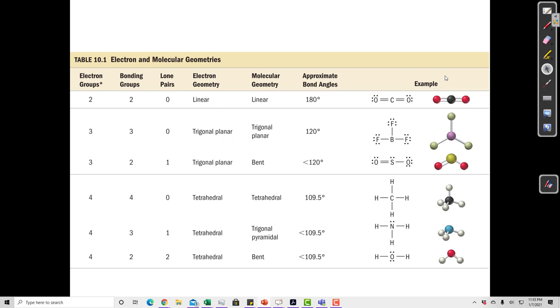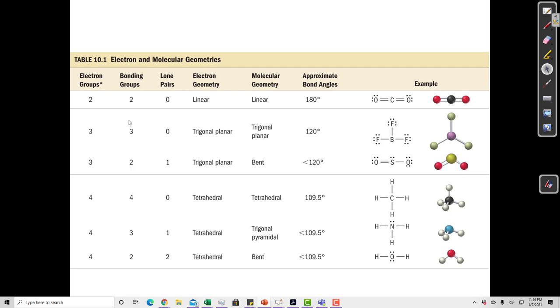And here is the table I promised. So when you're drawing your Lewis structures, what we're trying to do at this point is convert our Lewis structures that look like this. We want to start thinking about them looking like this. Because when I draw it like this, it's misleading. It looks like these bonds are 90 degree angles. But in fact, these bonds are 109.5 degree angles. So this is the point of this section, is to draw our Lewis structures and now start thinking about their shapes. And this chart helps us to do that.